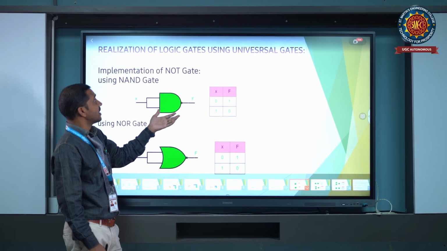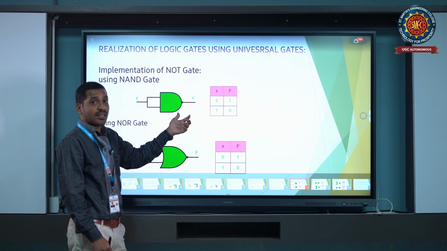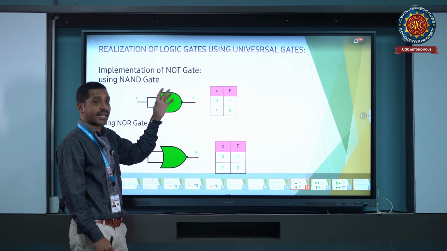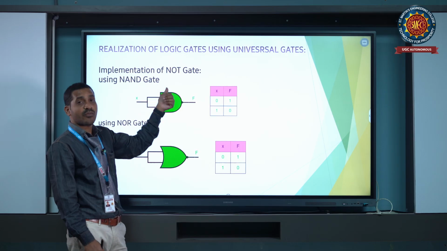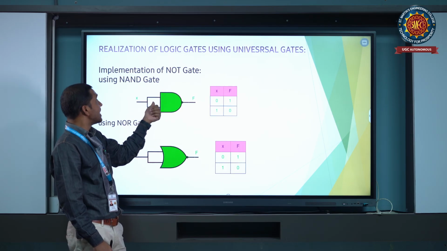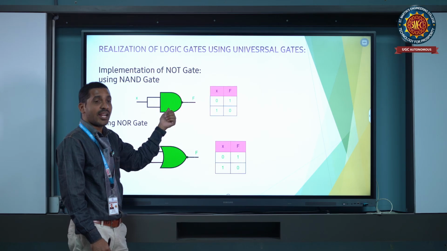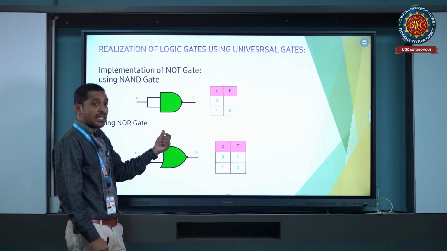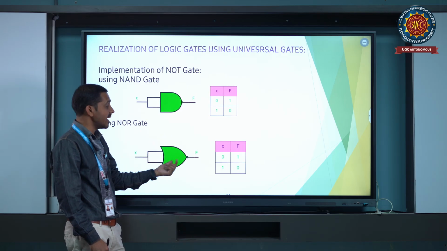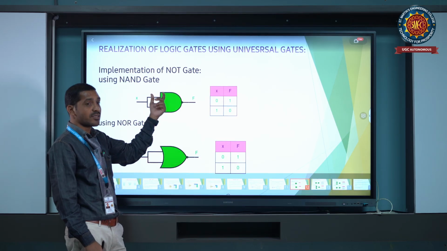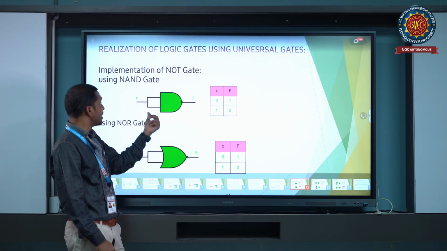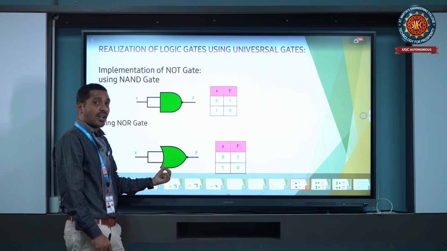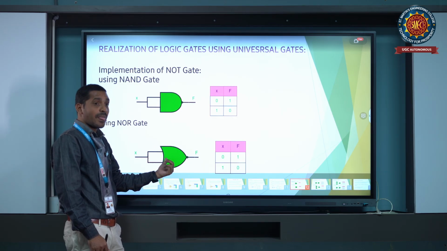Realization of logic gates using NAND and NOR. We are realizing gates using the universal gates NAND and NOR. First, the implementation of the NOT gate using a NAND gate: a single input NAND gate acts as a NOT gate. Using a NOR gate, a single input NOR gate also acts as a NOT gate. So the NOT gate can be implemented using a NAND gate or a NOR gate.